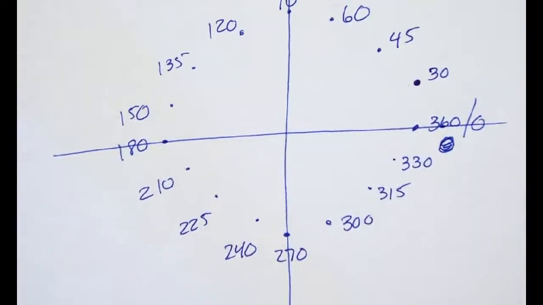So those are the important ones. Those are the ones you got to be able to know. Sine, cosine, tangent. Secant, cosecant, cotangent. At all of those spots.